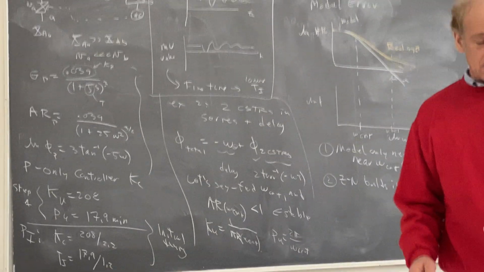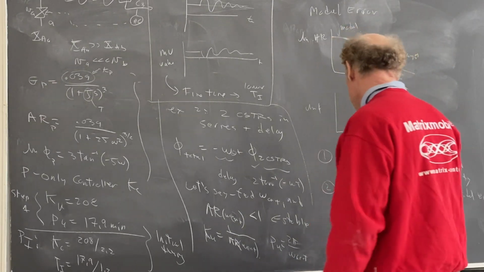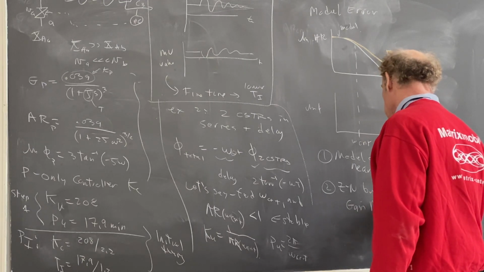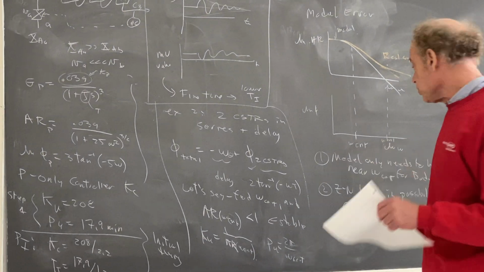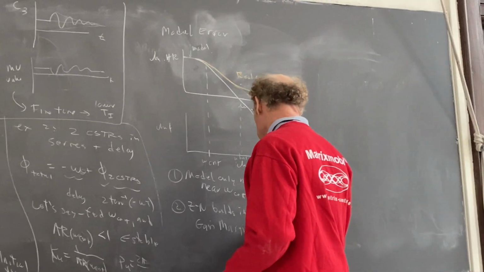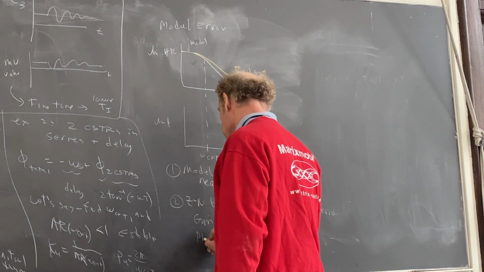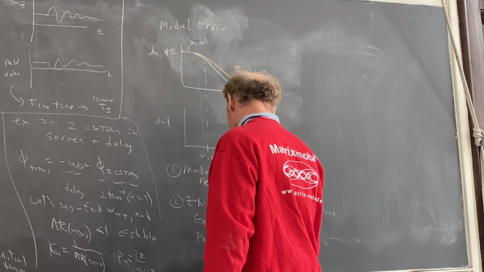And how do I deal with that? I deal with that with two issues. I deal with it with what's called a gain margin, which we'll call a GM, and a phase margin, PM.